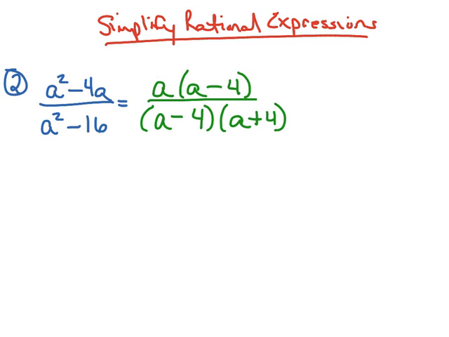Now that I've got both the numerator and the denominator factored, now we can cancel out some common factors. In this case, those common factors are going to be the a minus 4. And what I'm left with is a for my numerator and a plus 4 for my denominator. Therefore, a squared minus 4a over a squared minus 16 can be simplified to a over a plus 4.